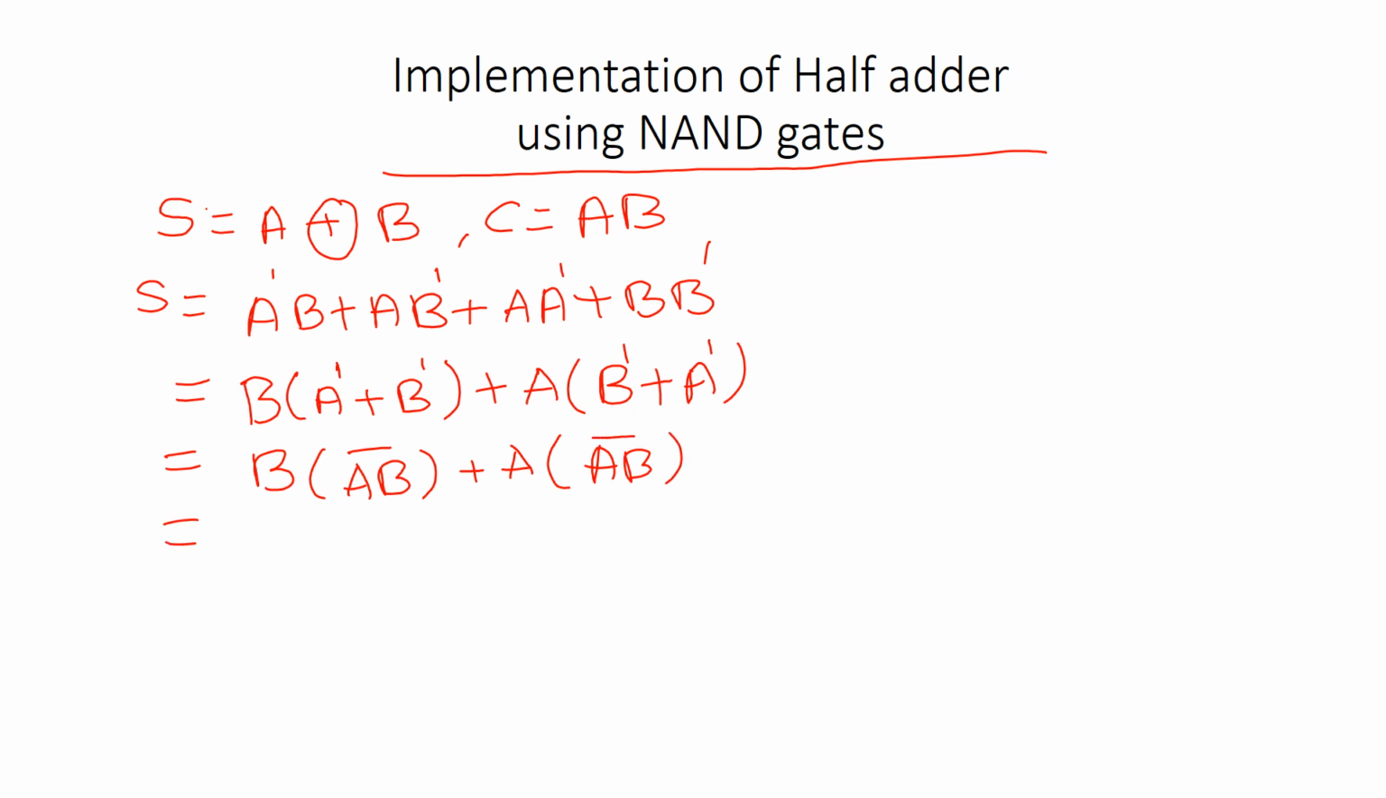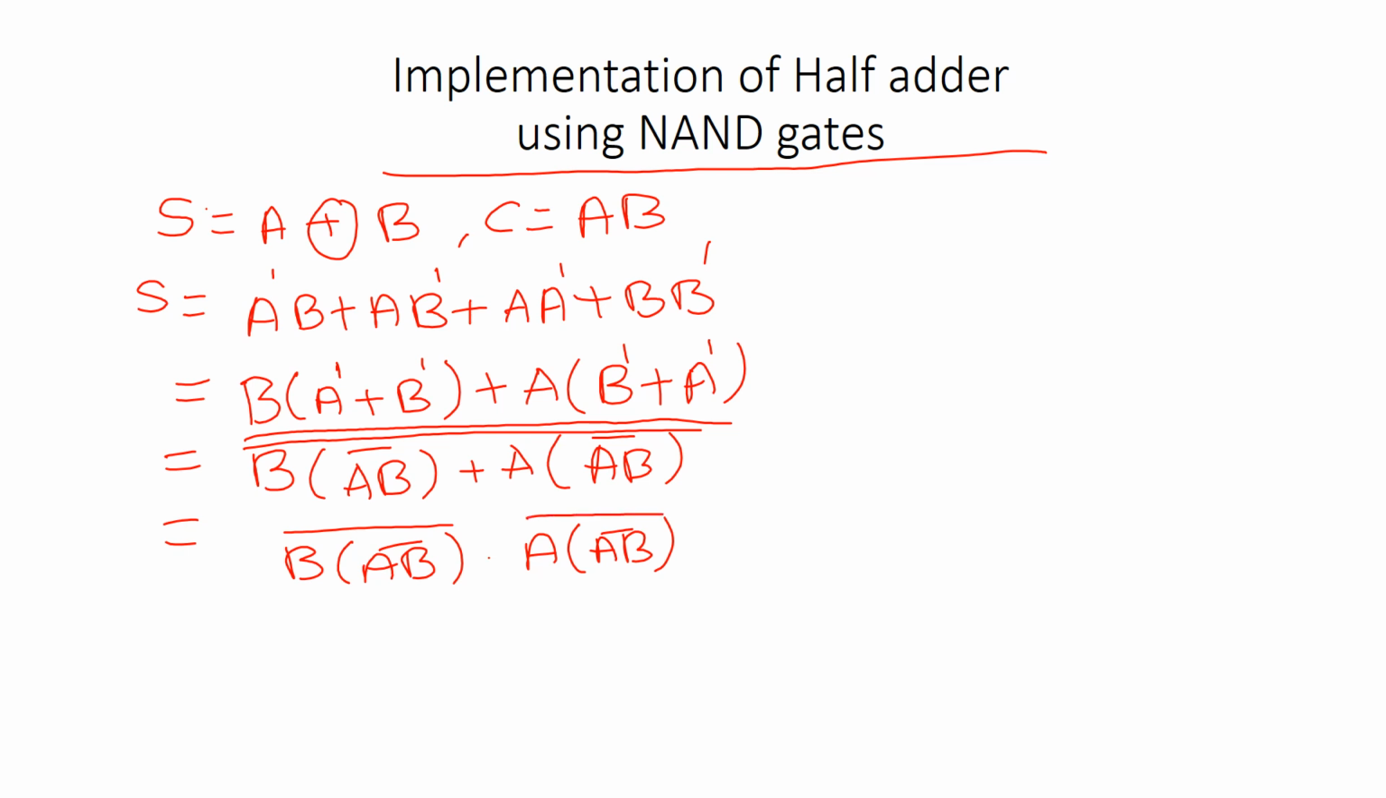So here we need to convert our sum terms into product terms. So here I am considering double complement. So again, A plus B whole bar. As per Boolean theorem, we can write it as AB bar. So B into AB bar whole bar into A into AB bar whole bar, and then one more complement. And this is the sum.